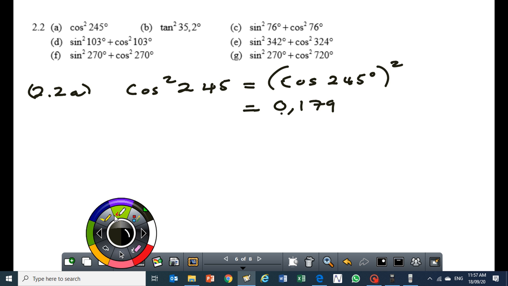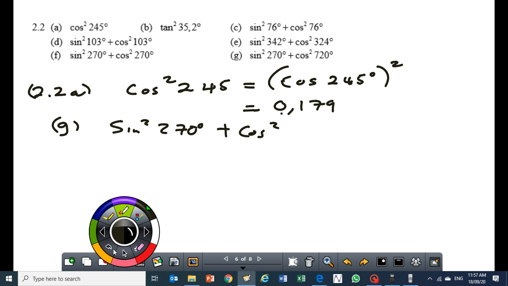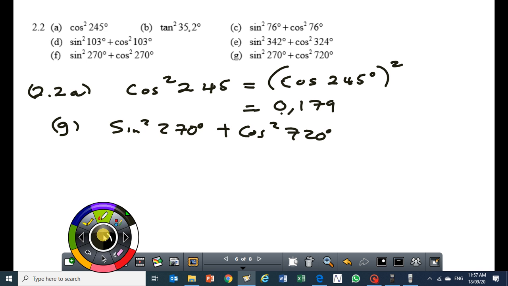Then let me just do a second one, because these angles are the same, but they are just squaring them. So that will be sine squared 270 plus cos squared 720. This is 720 degrees. Don't be surprised, sometimes you can get angles that are more than 360. So we want to use a calculator.